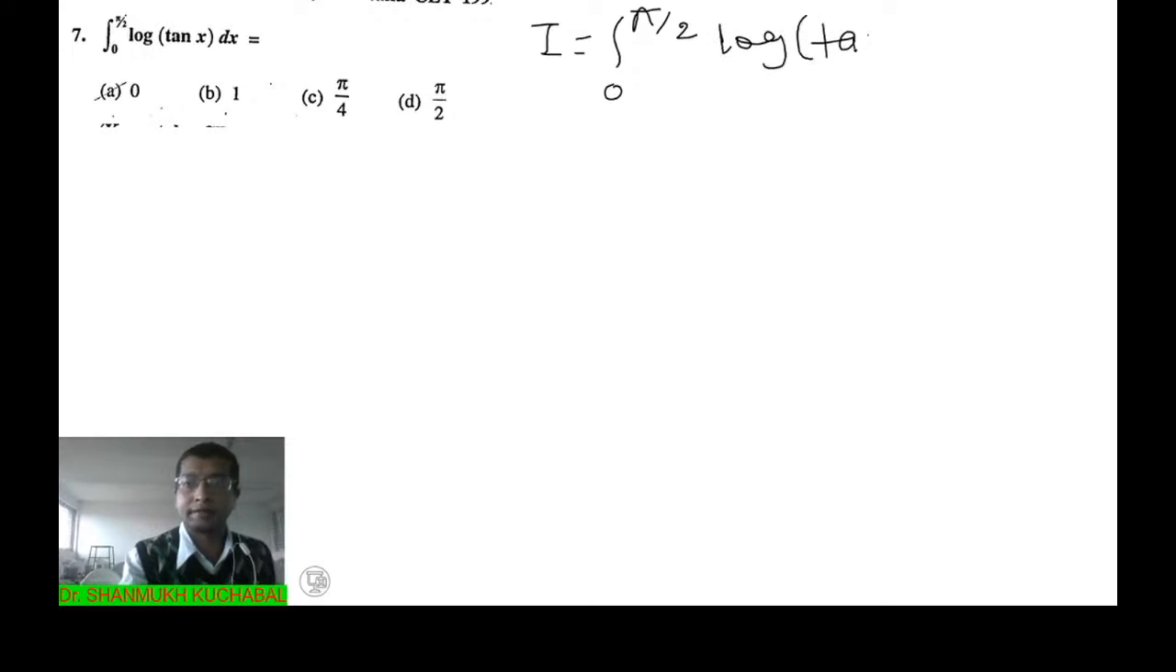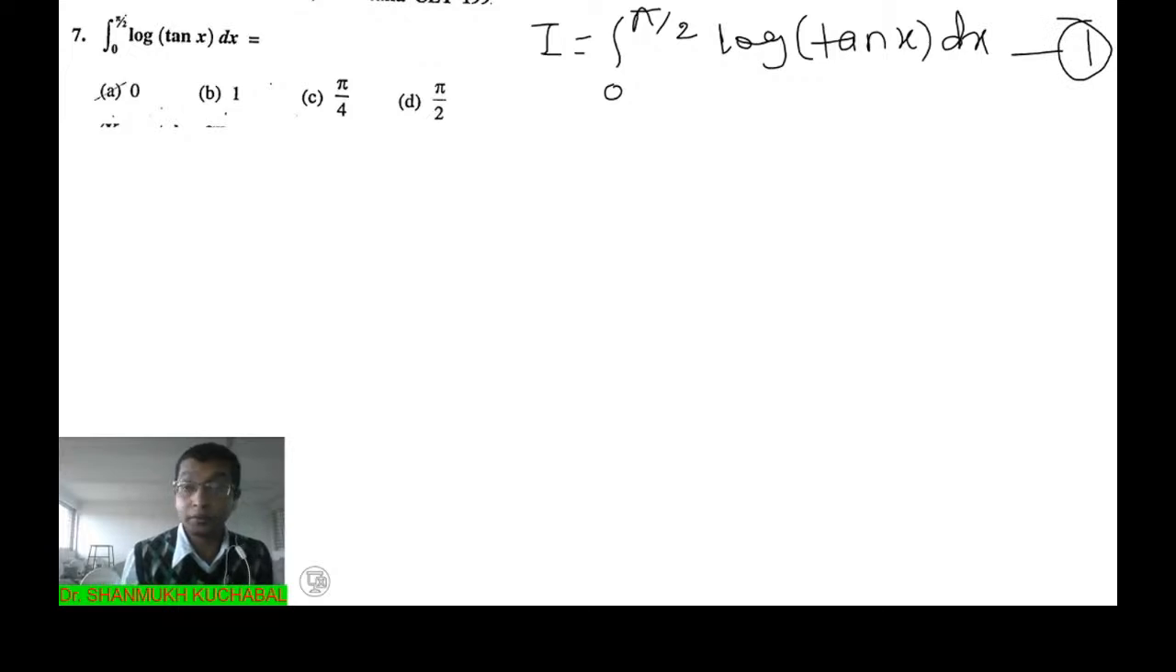It is the integration from 0 to π/2 of log of tan x dx. So using the property of definite integration, we will evaluate this. We write this as I equal to the integral from 0 to π/2 of log of tan x dx. We call it equation 1.